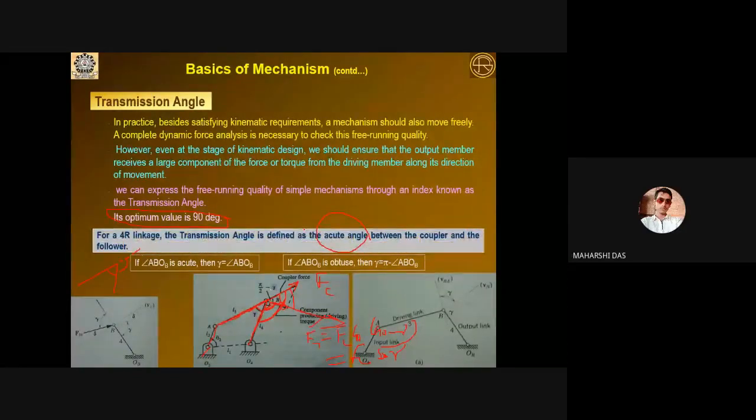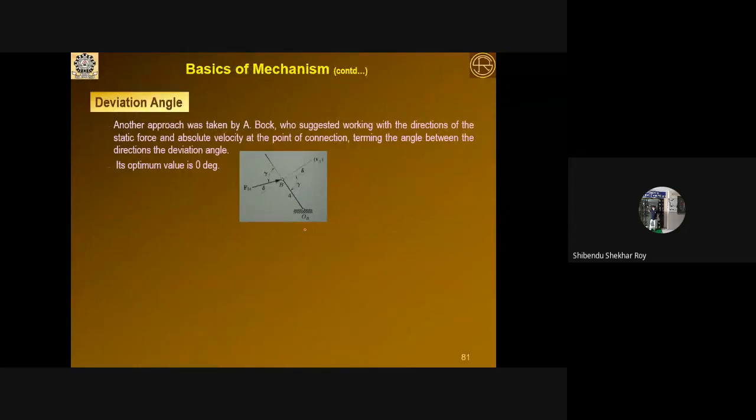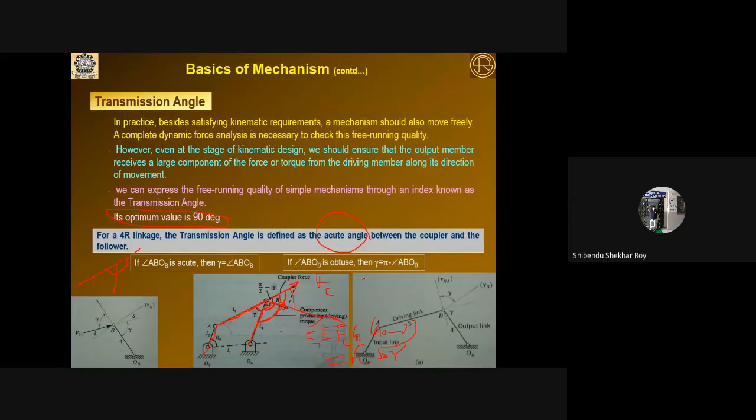Yes, sir. Okay, sir. So next is another kinematician's proposal. It is the same as previous, only the angle is defined differently. Another approach is taken by A. Bosch. He suggests working in the direction of the static force. The static force direction, and the absolute velocity of this point, which is perpendicular to this link, and the angle between these two is termed the direction of deviation. So the coupling force direction and the direction of motion of this point, perpendicular to the link, the angle between them is your deviation angle.